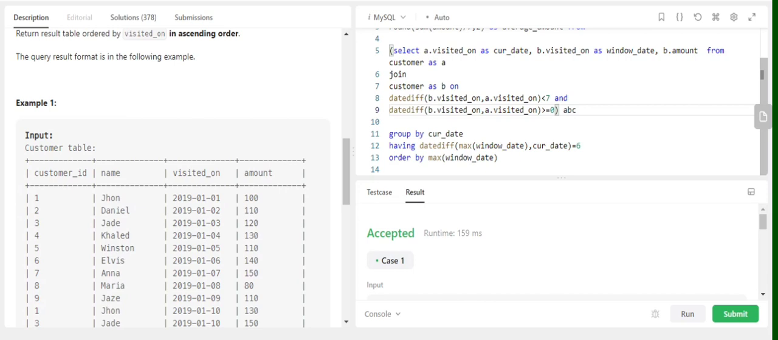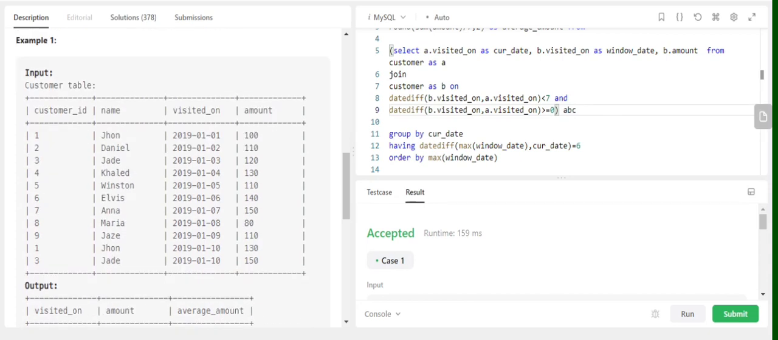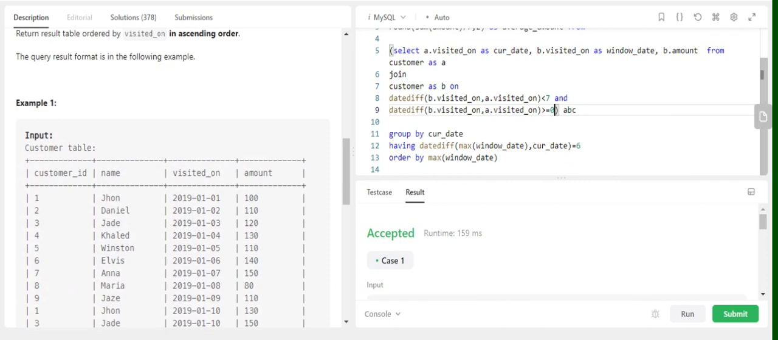It can be the case that when you are subtracting b.visit date, for example, 1st of Jan, because we are going for a self join, all the cases we need to consider. The a.visited_on might be 10th, so the value would become -9. So the first condition gets fulfilled. That is why we need both the conditions. The difference has to be less than 7 but greater than or equal to 0. Depending upon that, we are doing a self join. Once we do this self join, we would be able to get all the amounts respective to that particular window for a particular date.